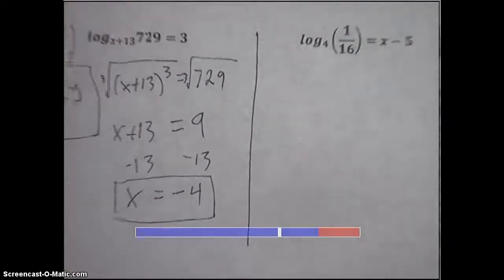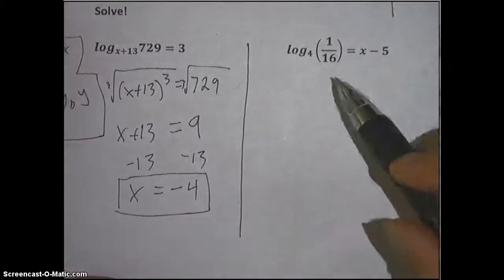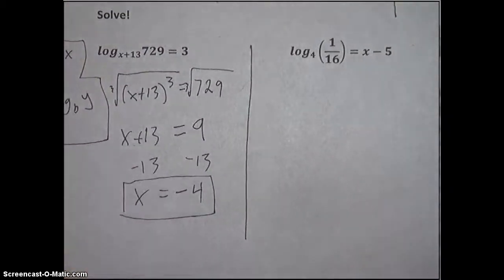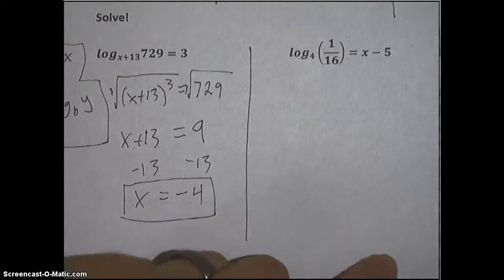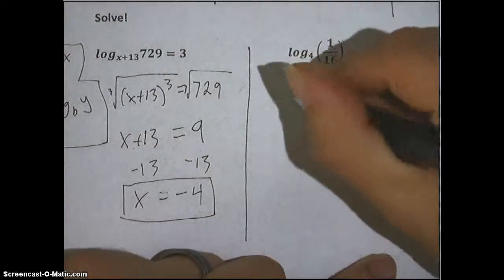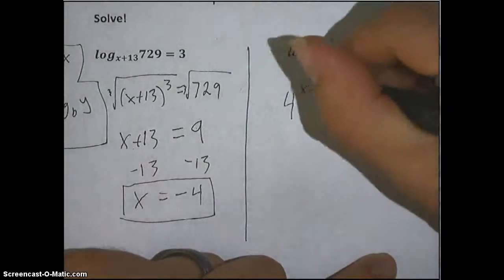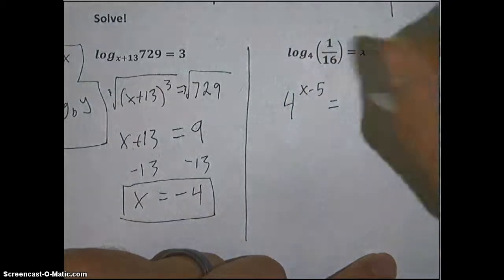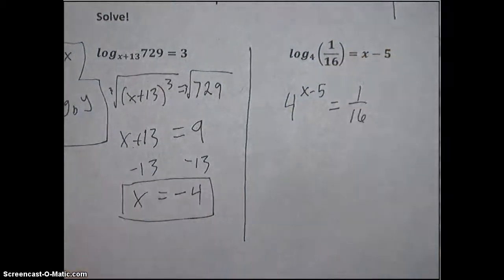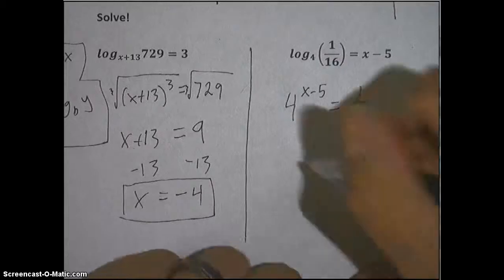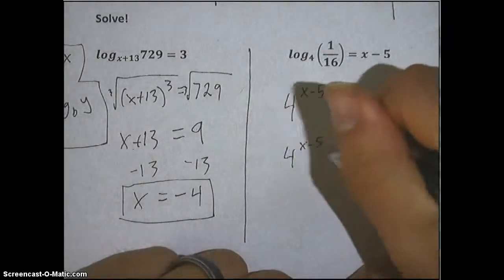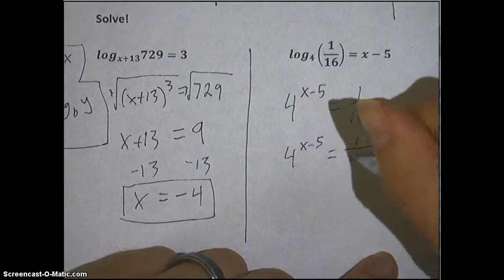Next up, log base 4 of 1/16 equals x minus 5. So we're going to write the base first. 4 to the power of x minus 5 equals 1/16. And we need to solve this thing. Now, when I'm dealing with exponentials, I find the easiest thing to do is try to get the bases to be the same. So I've got 4 to the x minus 5, and I know that 16 is just 4 squared.